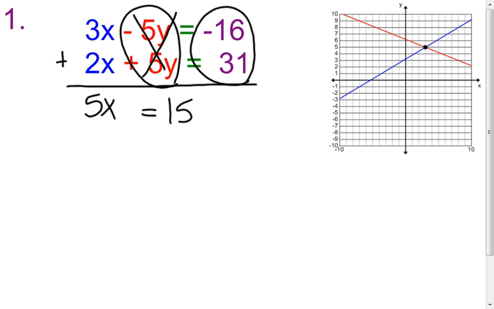Now I want you to notice how you only have one variable left in there, which is x. And you can solve for x no problem. If I want to solve the equation 5x equals 15, I would divide by 5, and I would have x equals 3. Okay, now I've got one variable, but in my original equations I had two variables.